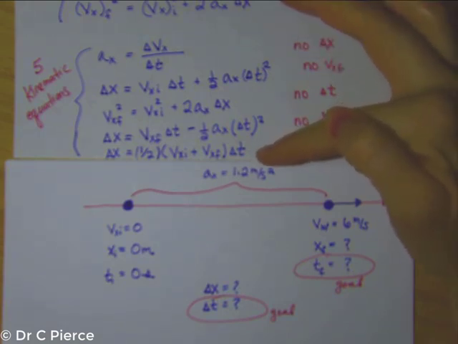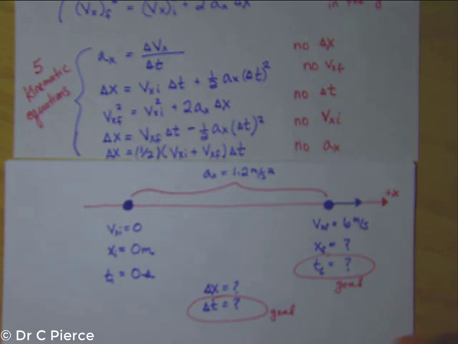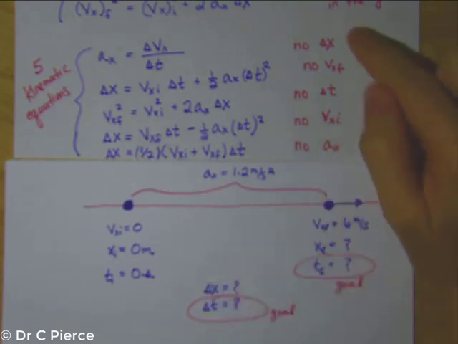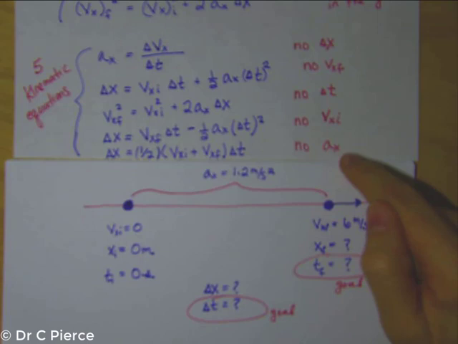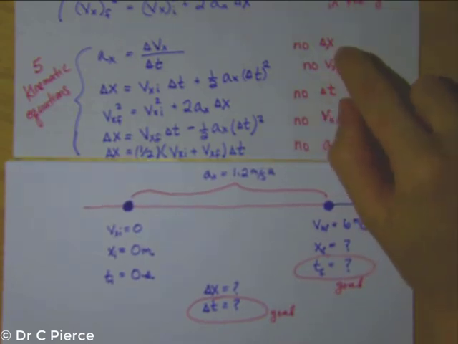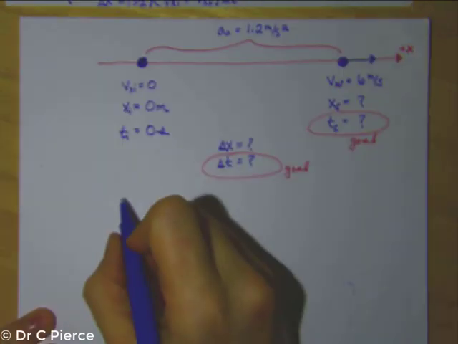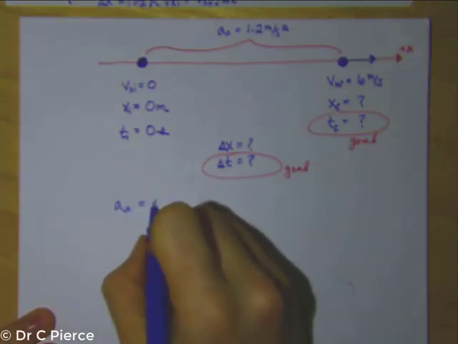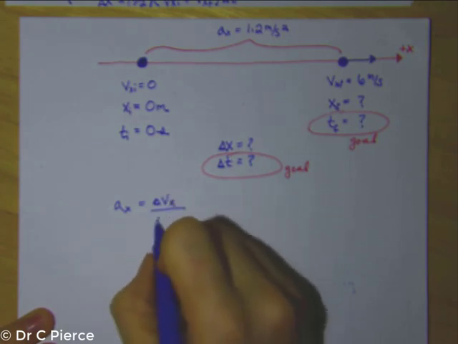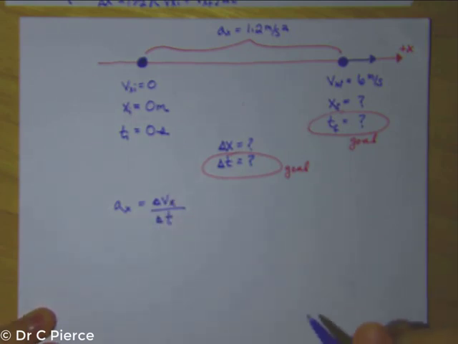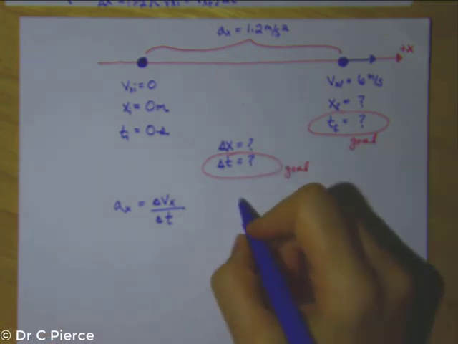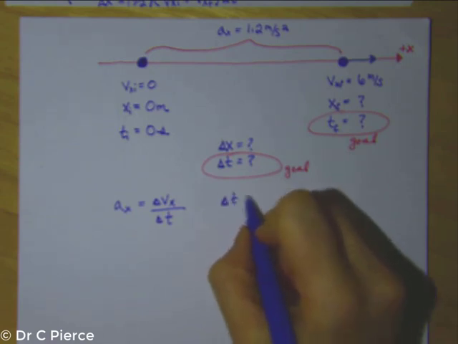So I want to pick one of these equations with a delta t, because I need to solve for delta t. But I want to make sure that that equation does not reference a delta x, because we don't know the displacement. So which equation doesn't use a delta x? This one. So we should be able to use this equation to solve for delta t. So ax is equal to delta vx over delta t, but I want to solve for delta t, so we have to rearrange the equation.